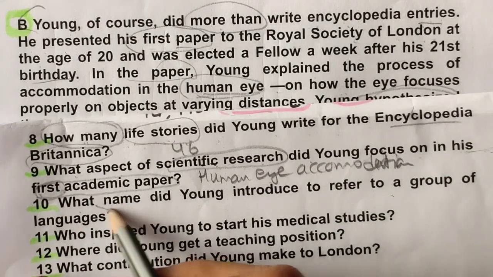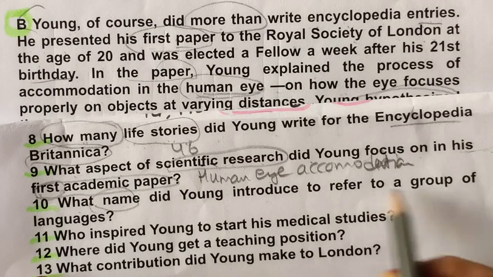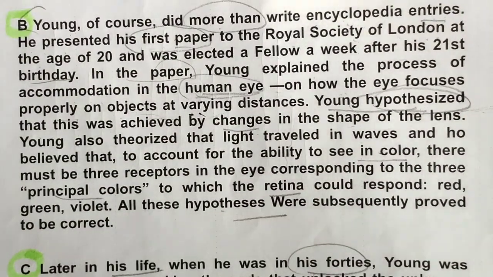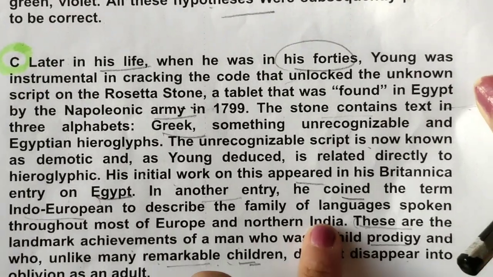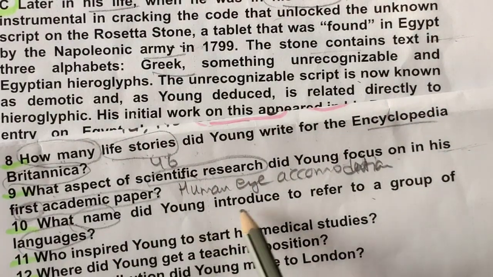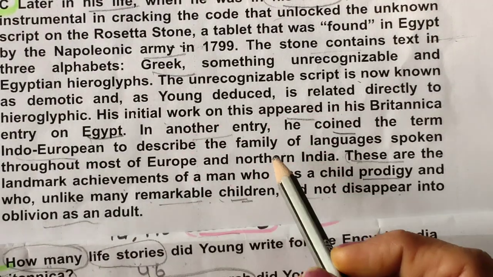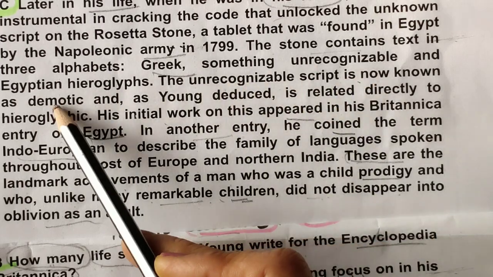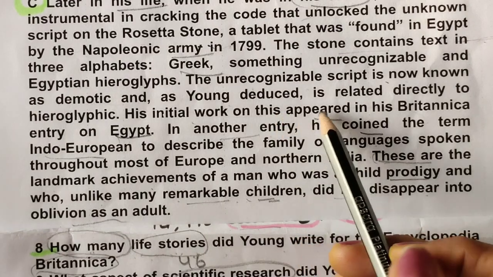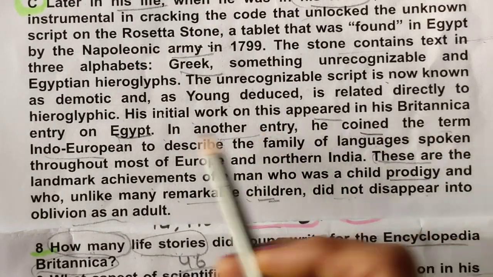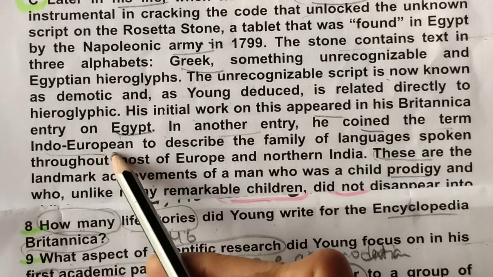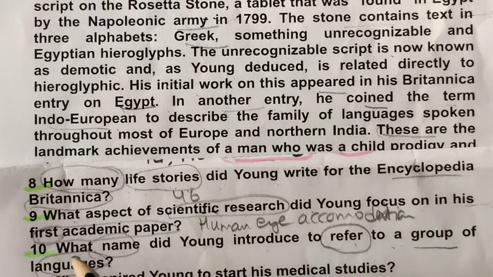The 10th number: what name did Young introduce to refer to a group of languages? Okay, languages was in another paragraph. Languages is given. So what name have they given? What name did Young introduce to refer to a group of languages? Here it is given, but I am trying to read from where we should read. In another entry, he coined the term Indo-European to describe the family or group of languages.